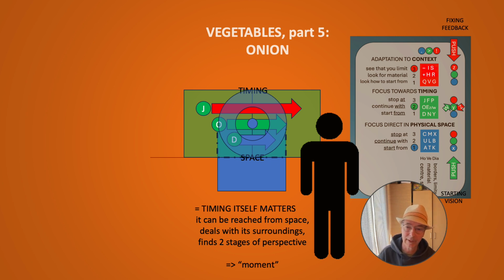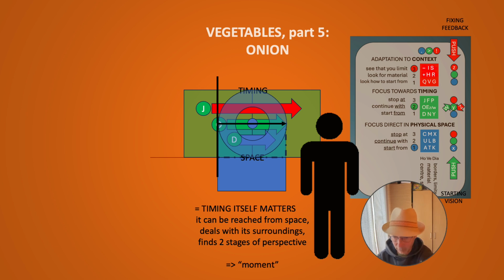The timing itself matters, and that is O, the starting point of timing. It can be reached from space. It deals with its surroundings, and it finds two stages of perspective. So the O is: I focus upon that timed frame, so I'm going to do something there as well. From there onwards, I start to do something; doing alone is with the D. It's doing something from space. It is what you do from space with the O, followed by the O, also with doing. The O is that changing itself.